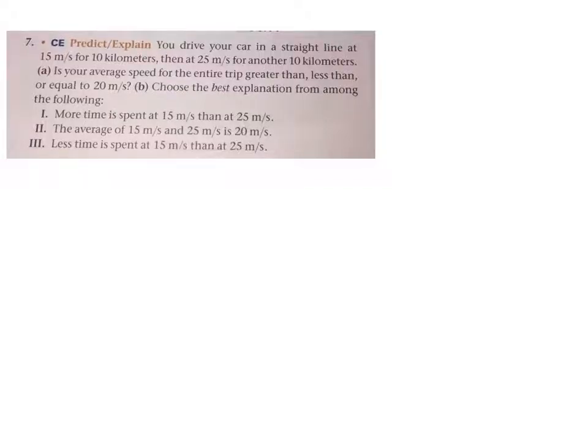Chapter 2, Number 7. You drive your car in a straight line at 15 meters per second for 10 kilometers, and then at 25 meters per second for another 10 kilometers. A, is your average speed for the entire trip greater than, less than, or equal to 20 meters per second? And B, choose the best explanation from among the following.